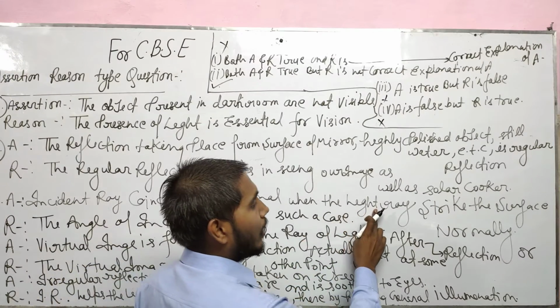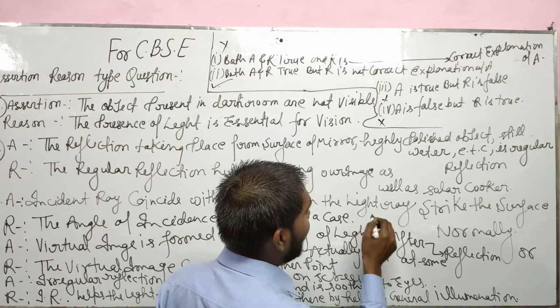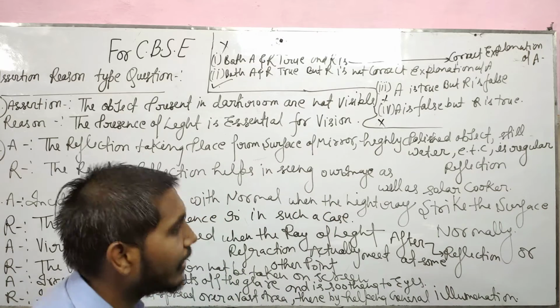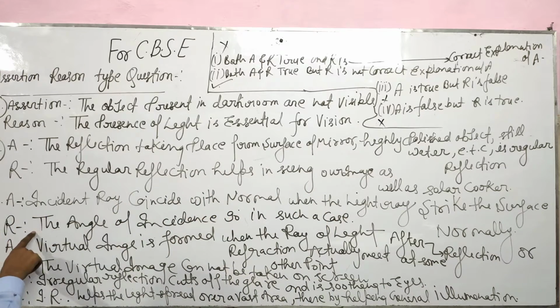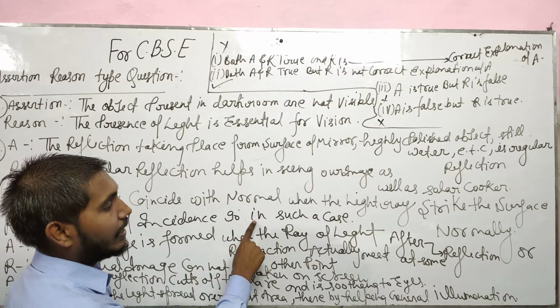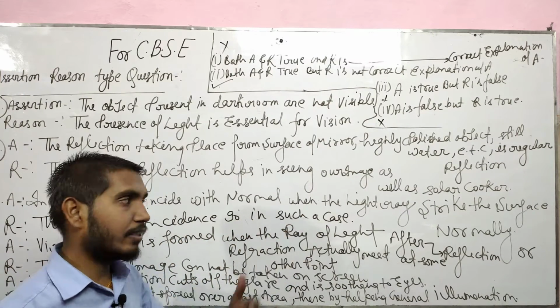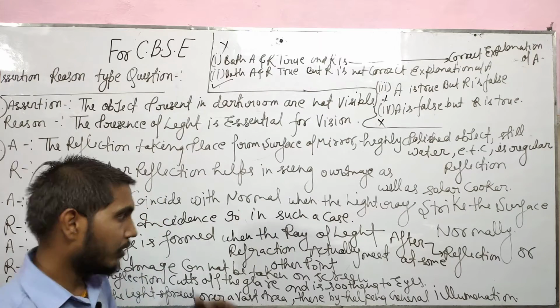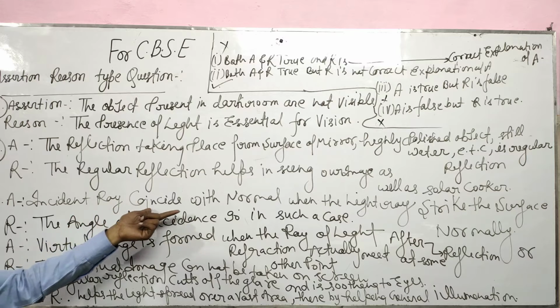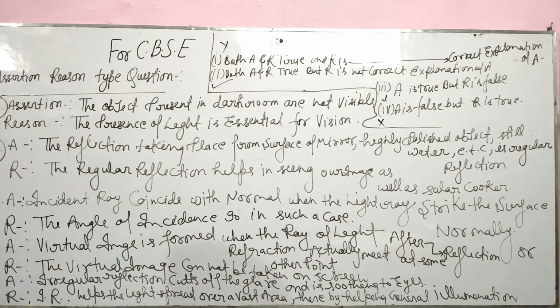When the light ray strikes the surface normally, correct. Reason: in such a case, the angle of incidence is 90 degrees. A is also correct. In normal incidence, the angle of incidence is 90 degrees.